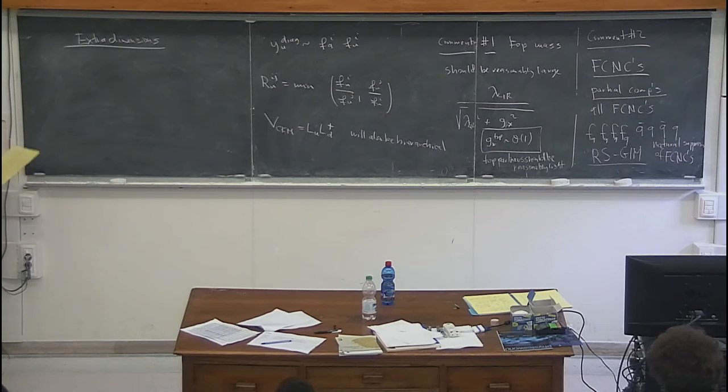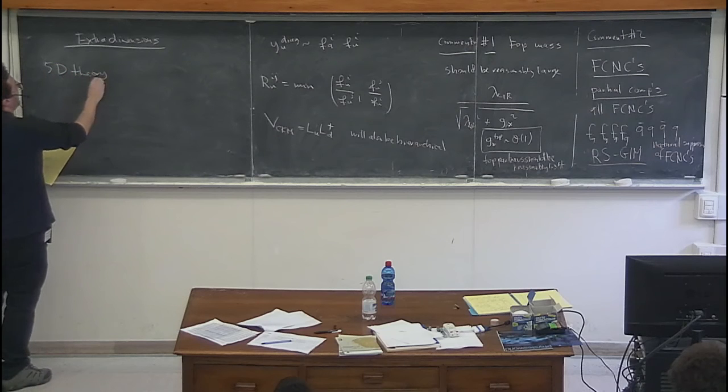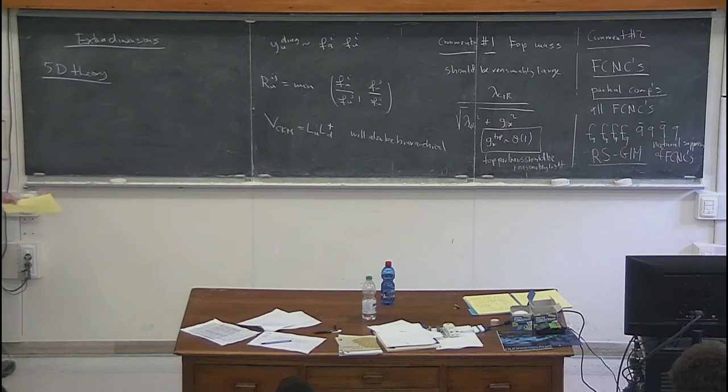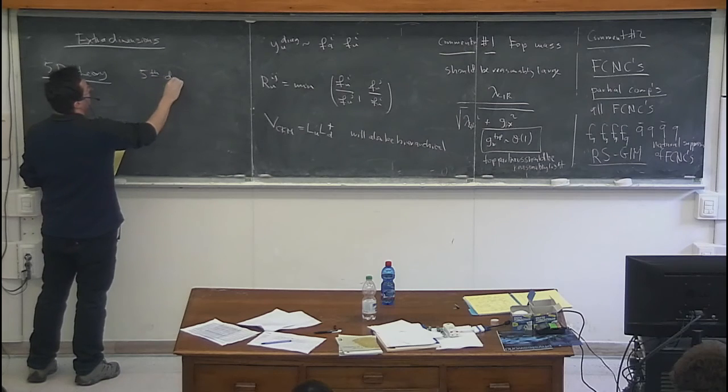So again, we are introducing an extra spatial dimension, for example a 5D theory. And since we haven't observed the 5th dimension, we are assuming that the 5th dimension is compact, yes, that it's not like all the other dimensions that are infinite, that the 5th dimension is compact.